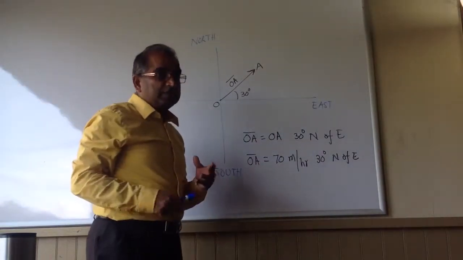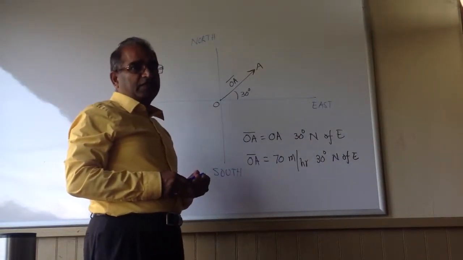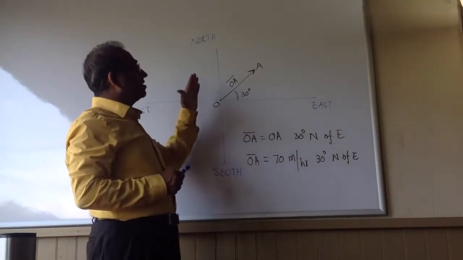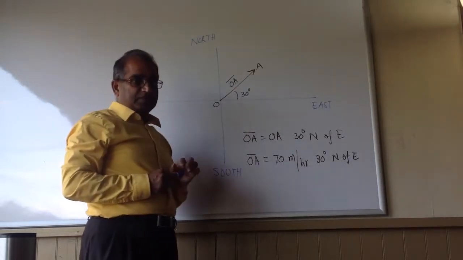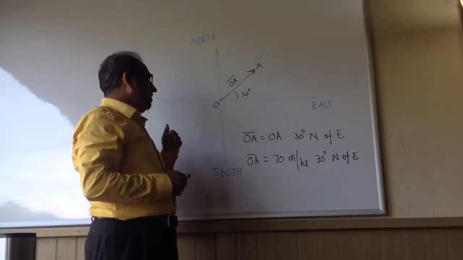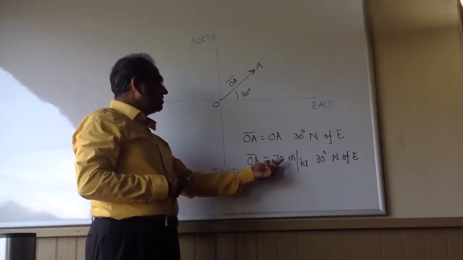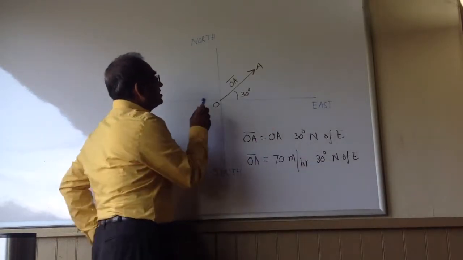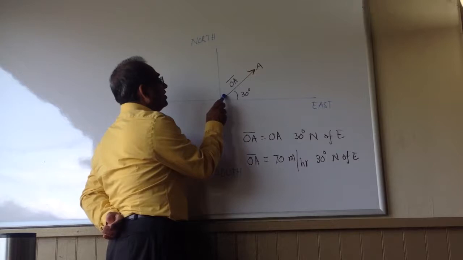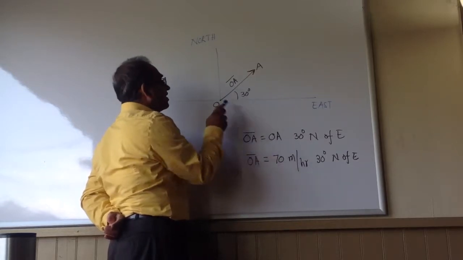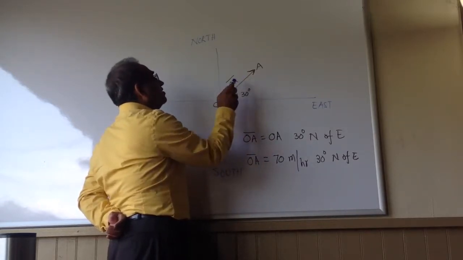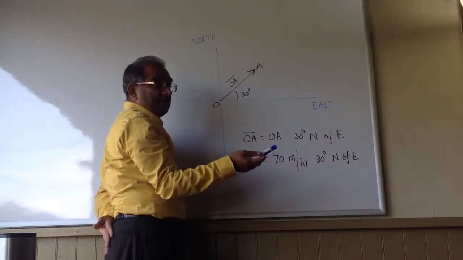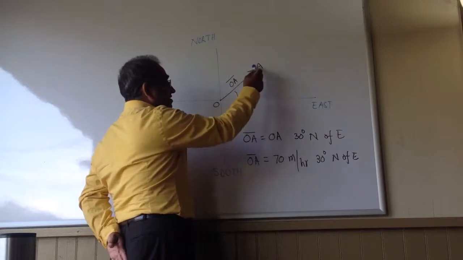Now we will continue our discussion with vectors. So we have seen how to represent a vector graphically. Now what does this mean? Let's see. I am saying that OA is 70 miles per hour, 30 degrees north of east. That means if a person starting here is moving in the car with 70 miles per hour, he is going in this direction. So after 1 hour, he will reach this point, let's say, that is 70 miles distance.